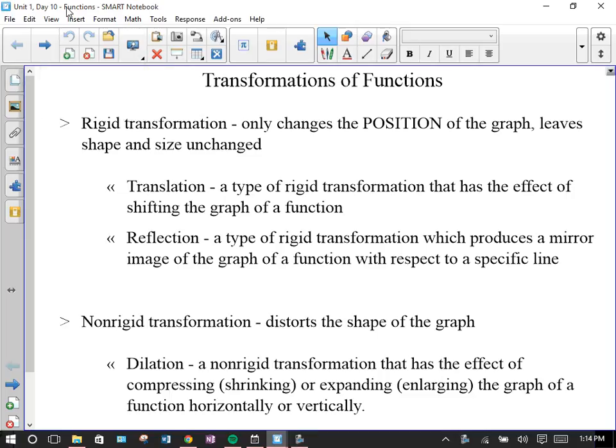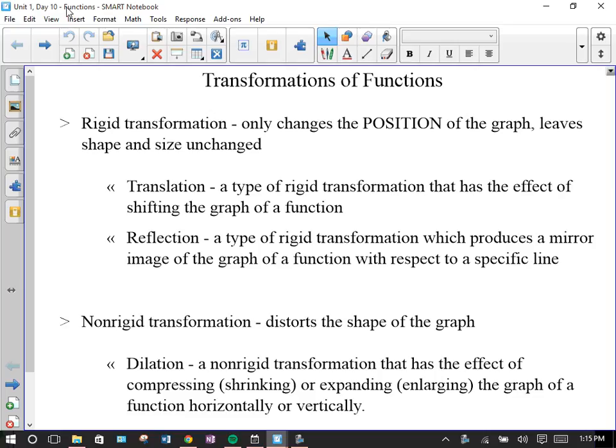Okay, so remember everything I just said. And like I said, there's rigid transformations, there's non-rigid transformations. Rigid transformations only change the position. Okay? They only change position. The shape doesn't change, the size doesn't change. Alright? The only thing that's changing is the position. So it might be flipped upside down, or it might be moved left, moved right. It might be translated up or down. Alright, so you have translations.